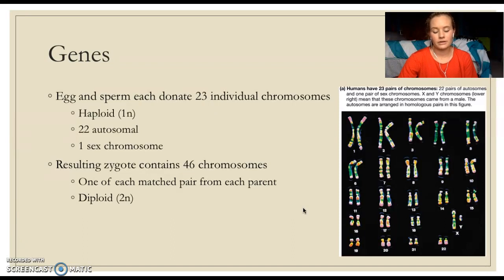In order to procreate, a sperm cell needs to fertilize an egg. Each of these cells donates 23 individual chromosomes to the resulting zygote. The egg and sperm themselves are considered haploid because they have a single set of unpaired chromosomes. 22 of these chromosomes are autosomal chromosomes, while one is a sex chromosome. When the egg and sperm unite, the resulting zygote contains 46 chromosomes. One chromosome of each matched pair comes from the mother and the other from the father. The resulting zygote is considered diploid because it has paired chromosomes.